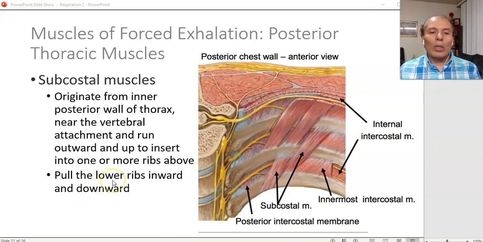So they pull the ribs inward and downward, especially as you could see, as they connect into one or more of the ribs. They are quite powerful.